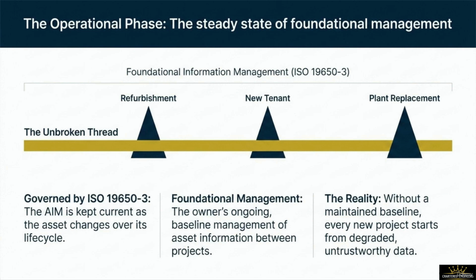Think of foundational management as the owner's ongoing baseline management of asset information between major capital projects. As the physical asset changes over its life cycle due to operational triggers such as a building refurbishment, welcoming a new tenant, or executing a plant equipment replacement, the AIM must be kept current. Here is the real-world reality. Without a properly maintained operational baseline, every subsequent project will start from degraded, untrustworthy data, forcing you to pay for expensive resurveys over and over again. Let's examine how contractual accountability is managed across these phases.